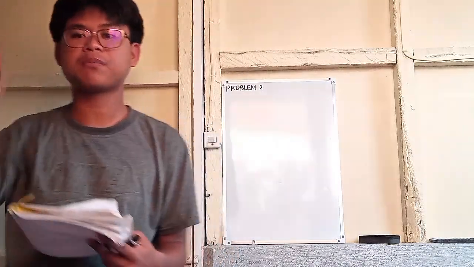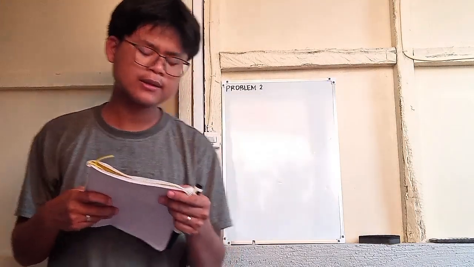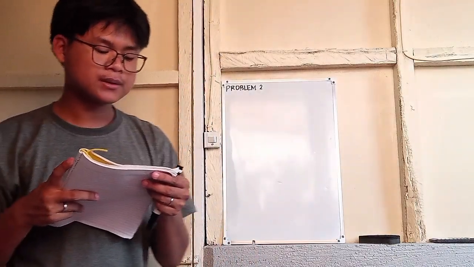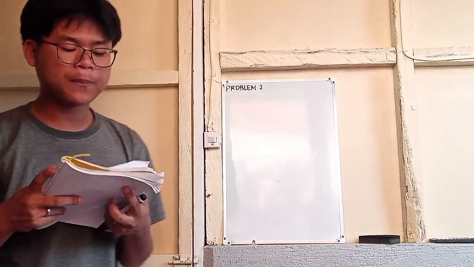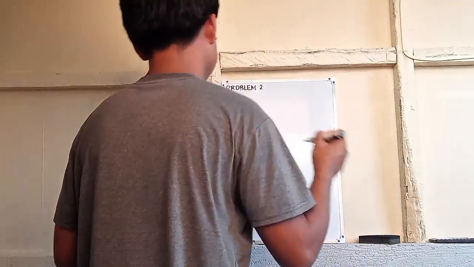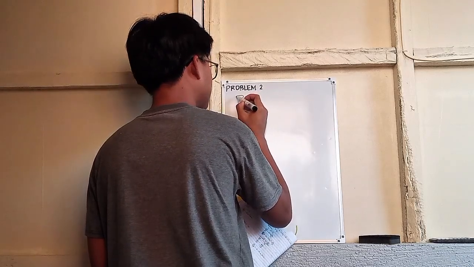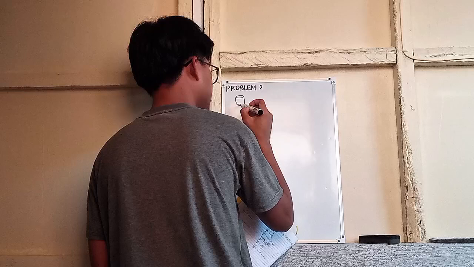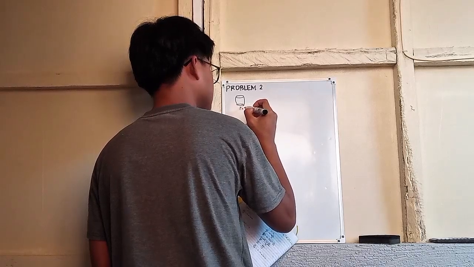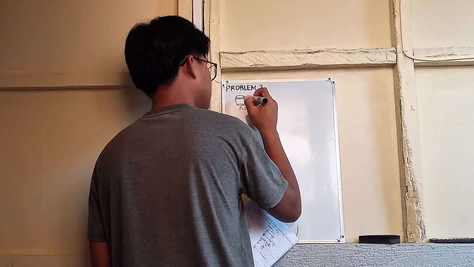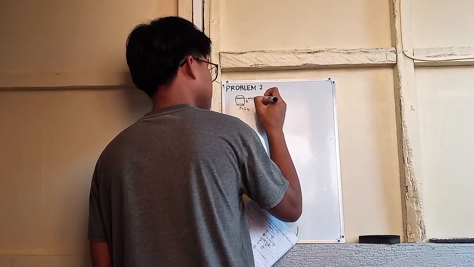So we will proceed to problem number 2. A cylindrical tank has a radius of 3 meters and is being filled with water at a rate of 5 meter cube per minute. How fast is the water level rising? So first we will draw the cylindrical tank. Here is the radius, which is 3 meters, and our height. Then the water level rising.